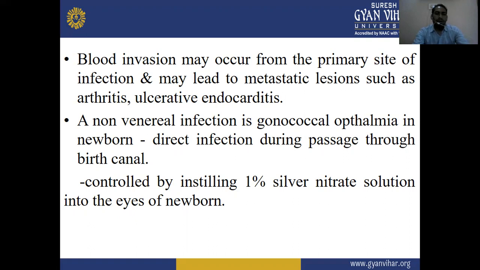And a non-viral infection is gonococcal ophthalmia. Newborns get direct infection during passage through the birth canal. Gonococcal ophthalmia occurs in neonates and is an infection transmitted by contact of the eyes with infected genital secretions from a person with genital gonorrhea infection, and it is controlled by instilling 1% silver nitrate solution into the eyes of the newborn.